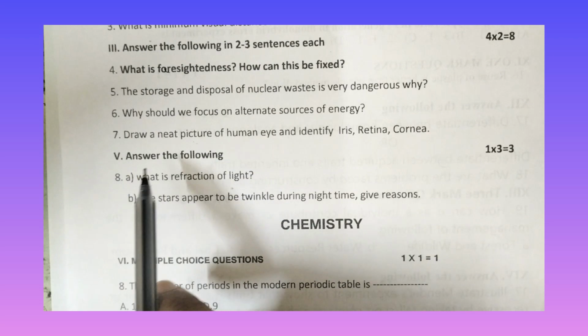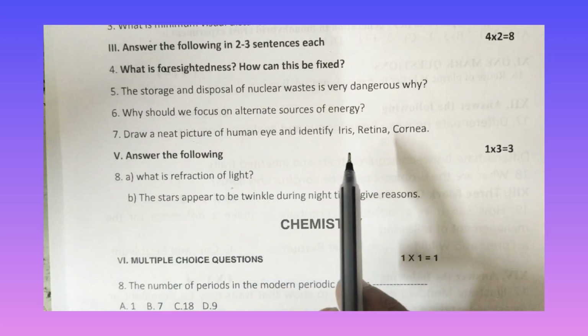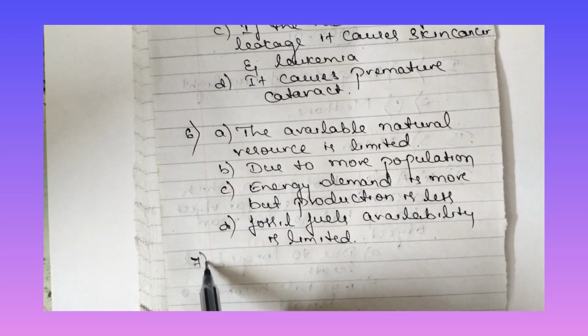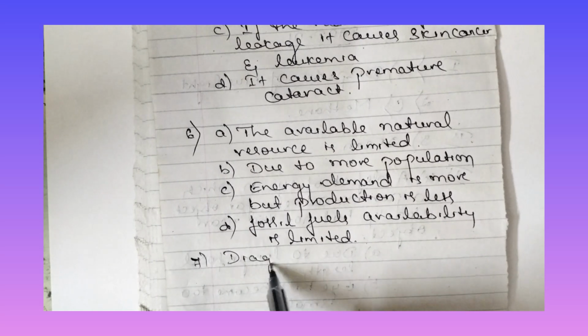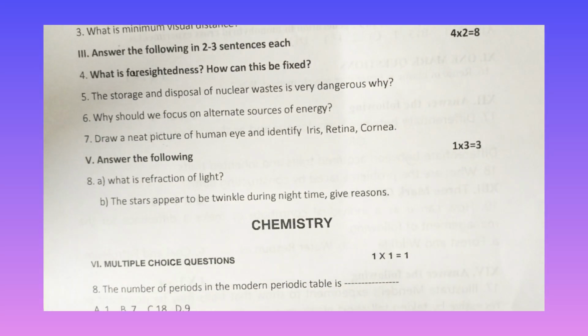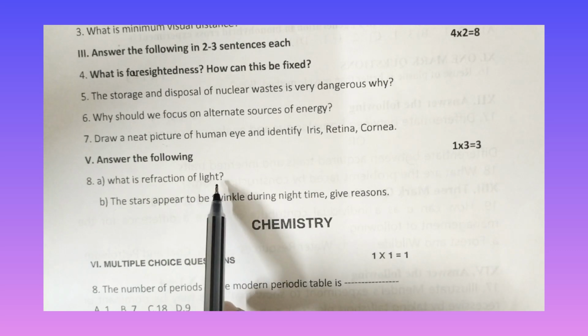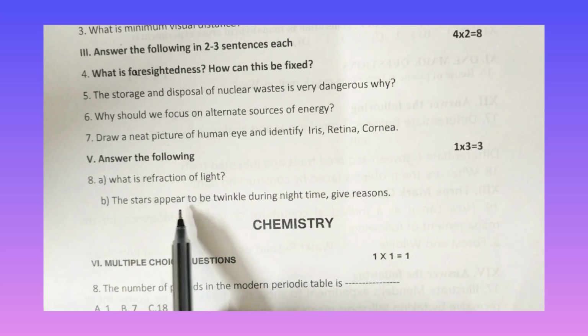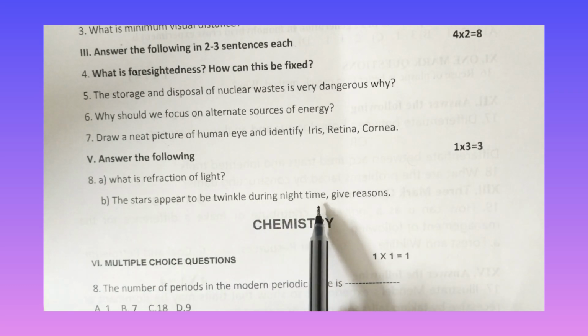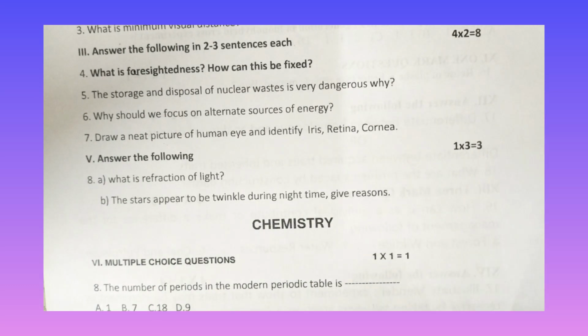That is, draw a neat picture of the human eye and identify iris, retina and cornea. So the seventh one is a diagram. So now let us move to the eighth question. What is the eighth question? What is refraction of light? The star appears to twinkle during night time. Give reason. So first let us see what is meant by refraction of light.